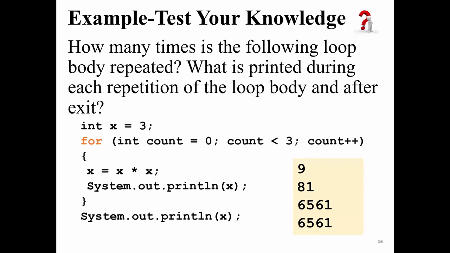So this will run 3 times, the for loop, and the output will be the first time is 9, then the second is 81, because we are looking at the x and we're multiplying x by itself. Then we have 6,561, and the last statement is not part of the for loop. So the for loop is running 3 times. The last one is due to the statement that is outside the for loop.